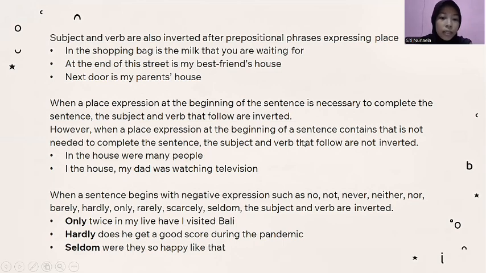In the house were many people. In the house, my dad was watching television. When a sentence begins with a negative expression such as no, not, never, neither, nor, barely, hardly, only, rarely, scarcely, seldom, the subject and verb are inverted. Only twice in my life have I visited Bali. Hardly does he get a good score during the pandemic. Seldom were they so happy like that.